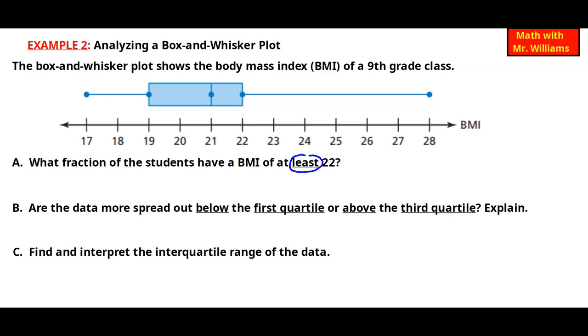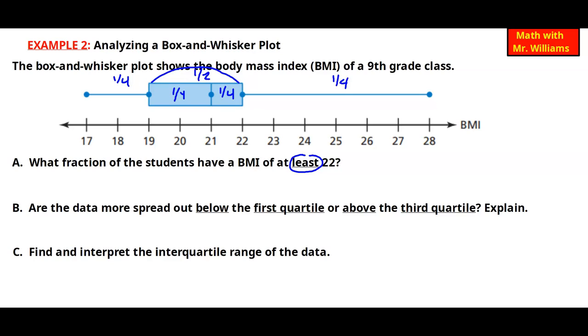So let's go ahead and look at the box and whisker. We know that this represents 1/4 of the data. This side of the box represents 1/4, and then this big section up here represents the other quarter of the data. We see that the box itself represents half the data in the middle.